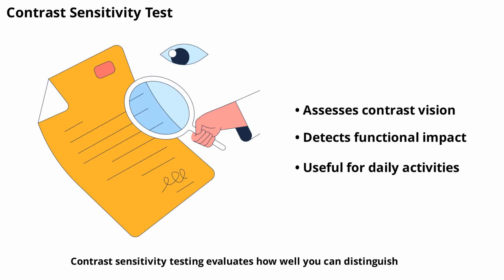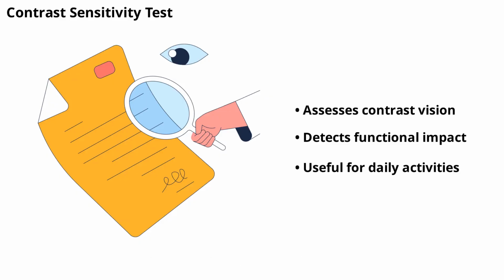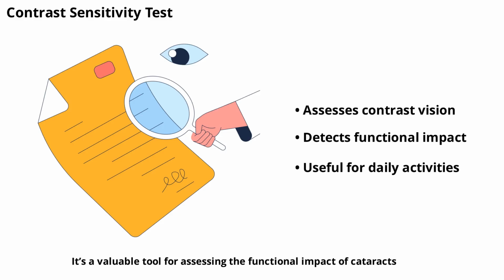Contrast sensitivity testing evaluates how well you can distinguish between shades of gray and detect objects against backgrounds. Cataracts often reduce contrast sensitivity, making it harder to see in low-light conditions or when there's glare. This test involves looking at patterns or images with varying levels of contrast. Results help determine how much cataracts are affecting daily activities, such as driving at night or reading in dim light. It's a valuable tool for assessing the functional impact of cataracts.